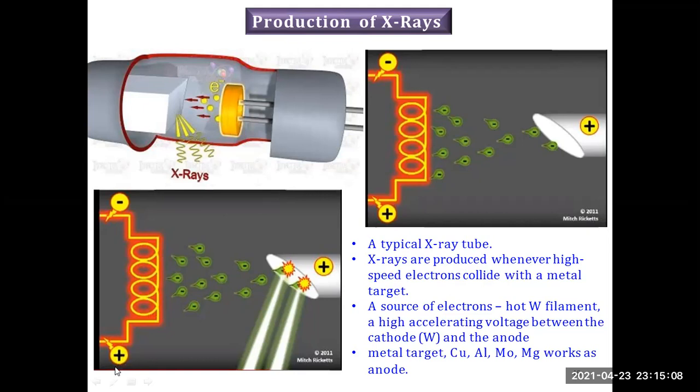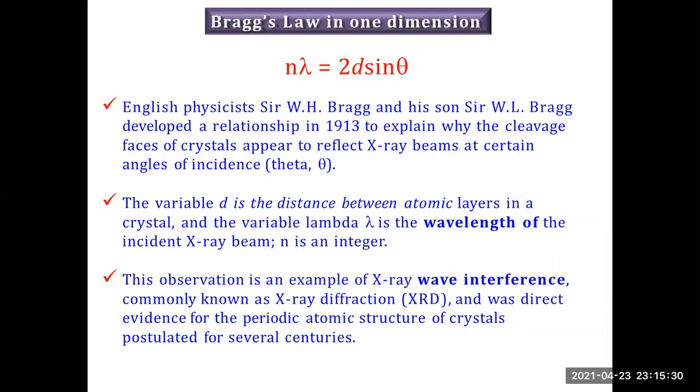You can see this is a high accelerating voltage between the cathode and the anode. The metal target we are talking about may be copper, aluminum, or magnesium, which acts as the anode. This is the way X-rays are produced. So now Bragg's equation, you already know that this is the condition. If this condition is satisfied, then only X-ray diffraction will occur.